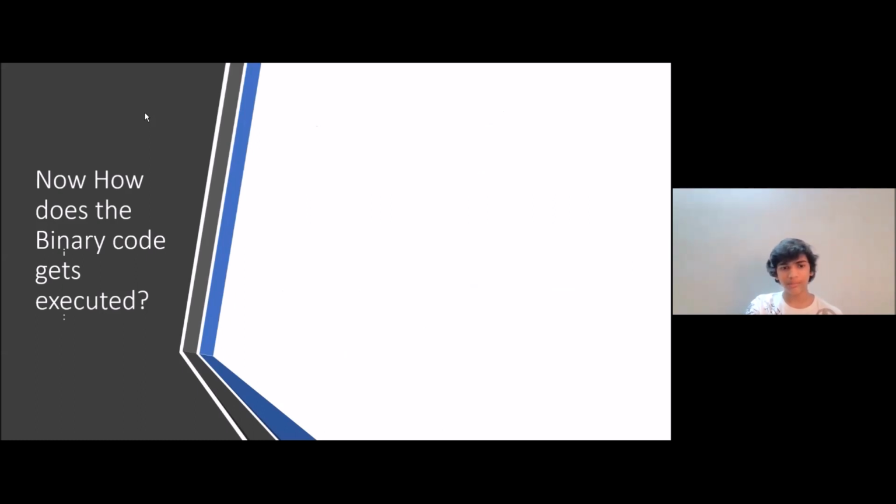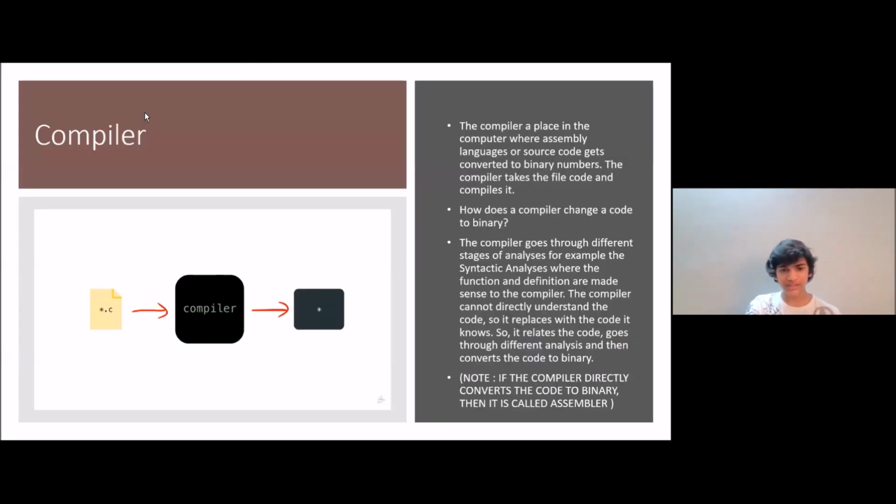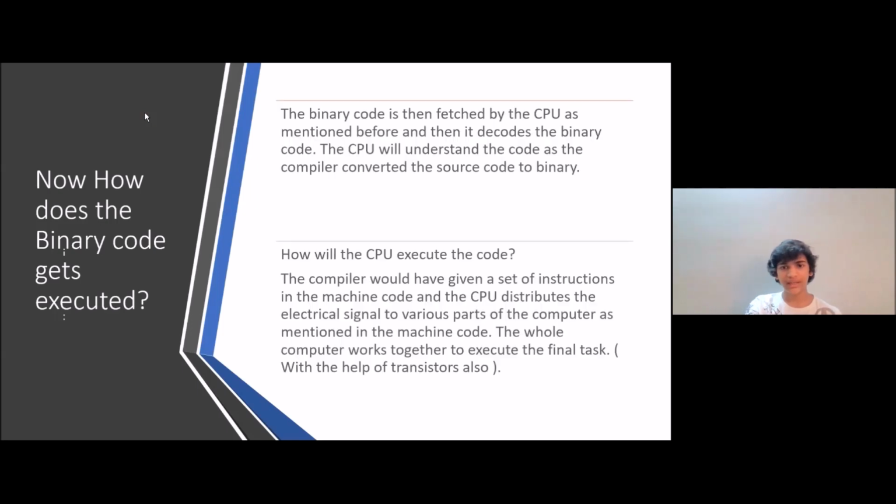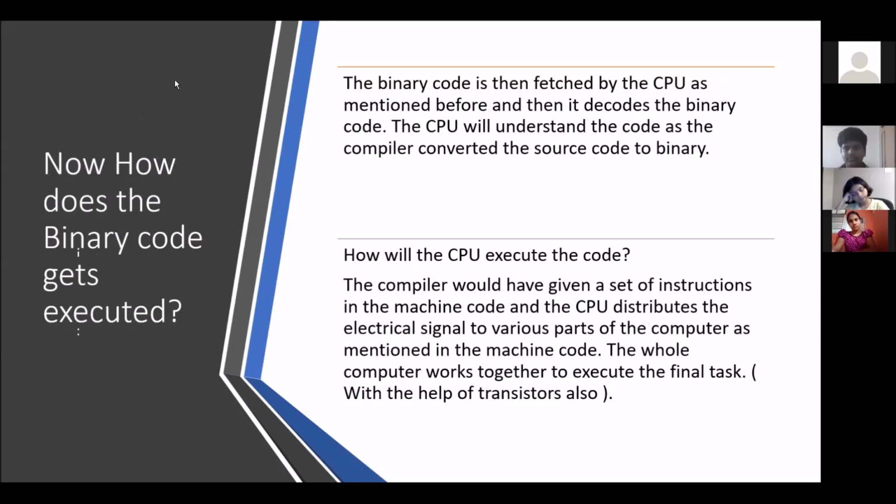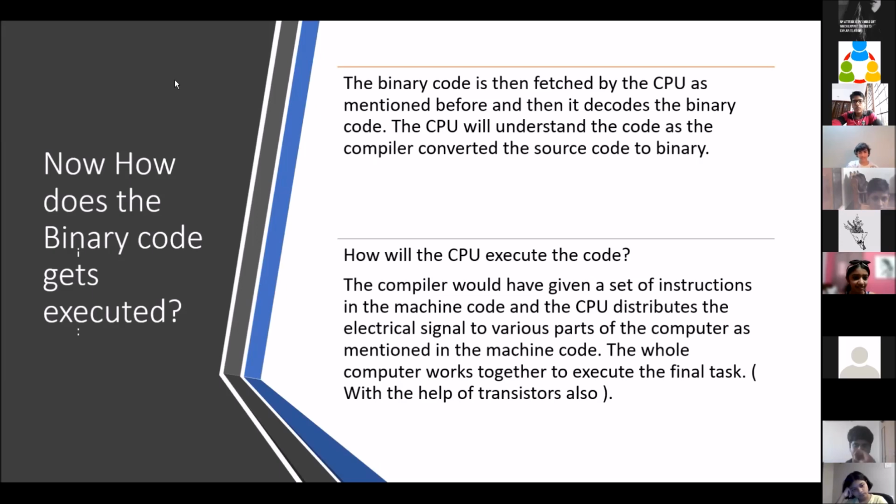So over here, the compiler, as we have learned, converts it to binary, right? Machine code. And this is a code which is understood by each and every part of the computer, the machine code, 0 and 1. So the CPU will understand the code as the compiler converted the source code to binary. Now, how will the CPU execute the code? It fetches the data and decodes, but how will it execute the code?